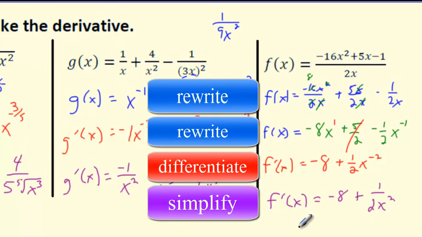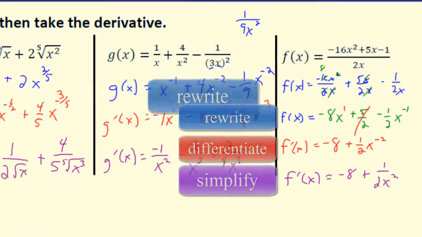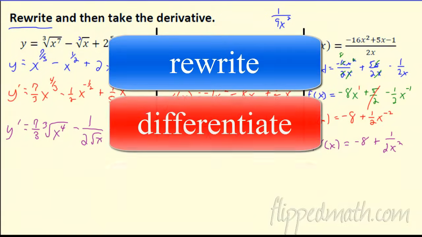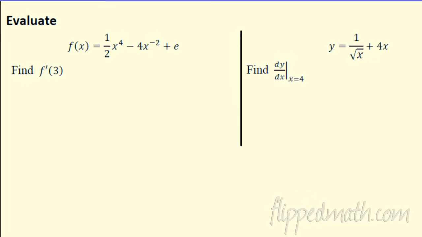So a lot of variety right there. If that all made sense, I went really fast. You got to watch that again. Pause it. Think about it. That's it, though. We're going to rewrite, take the derivative, simplify. Oh, and we're going to evaluate.